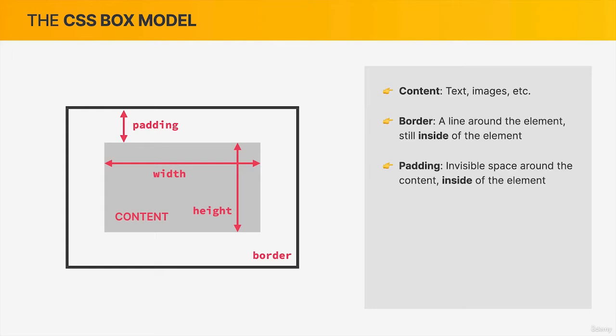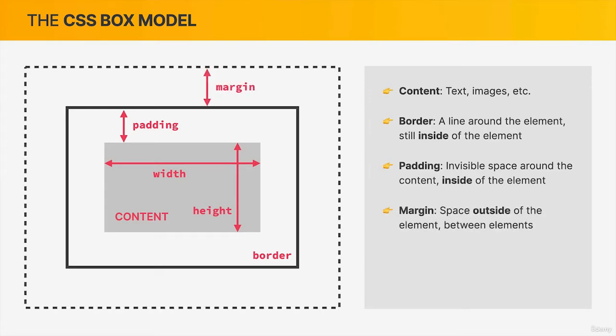You can see that nicely in this diagram, and it will make even more sense when we start using this in practice. But anyway, just like the border, the padding is also still inside of the element. So essentially, padding is empty space that we can create inside of elements. Then, similar to padding, we also have margin. Now the difference is that margin creates empty space around the element, so outside of the element itself.